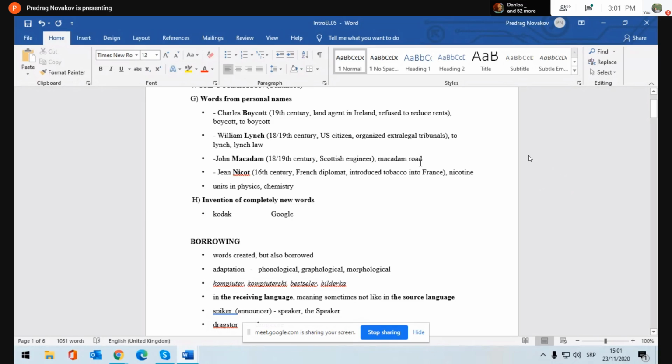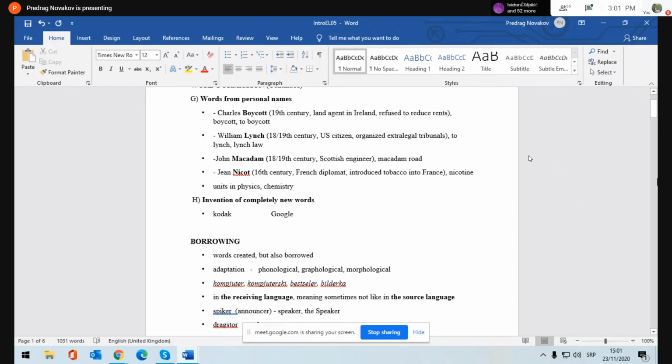So, specific kind of road, Macadam Road. And the last one I'm going to mention is Jean Nicot. Just pay attention, this is a French name when you come to the exam, French pronunciation, Jean Nicot, okay. 16th century French diplomat. It seems that he introduced tobacco into France, okay. He brought tobacco as a plant. So nicotine is formed from his family name, Nicot, nicotine, okay. So he brought the plant, it seems, to France, okay.